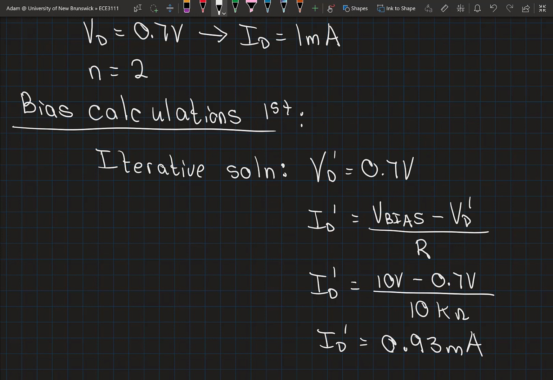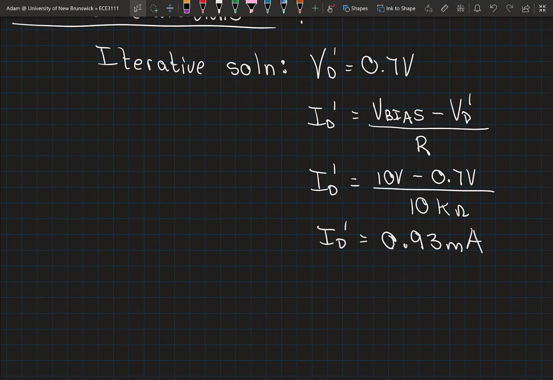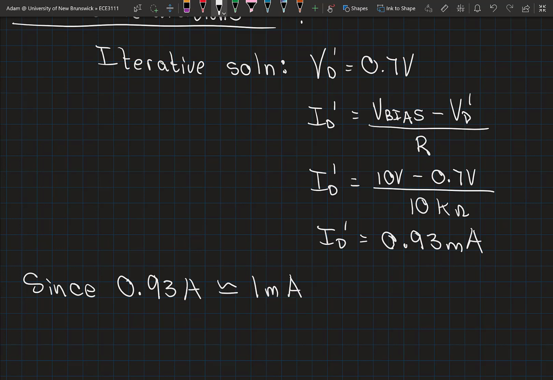Okay, I don't care to have any more precision than this for this particular example, so since 0.93 is pretty close to 1 milliamp, we're going to continue with this estimate and assume that this is close enough. Now you could iterate and get the current a little closer, but again, it depends on your application and whether that's necessary or not.